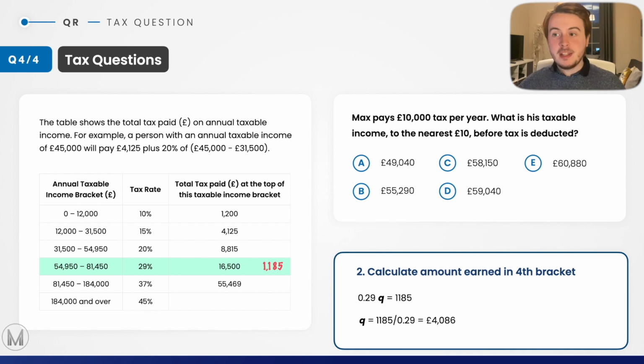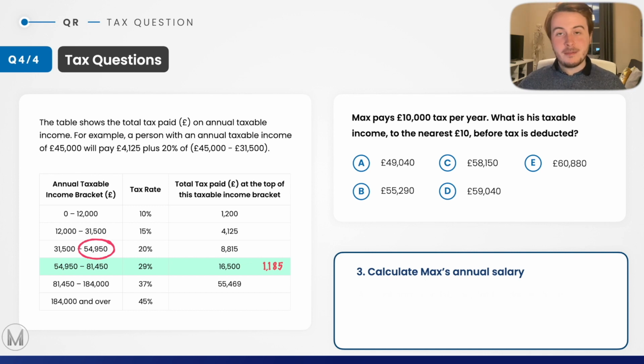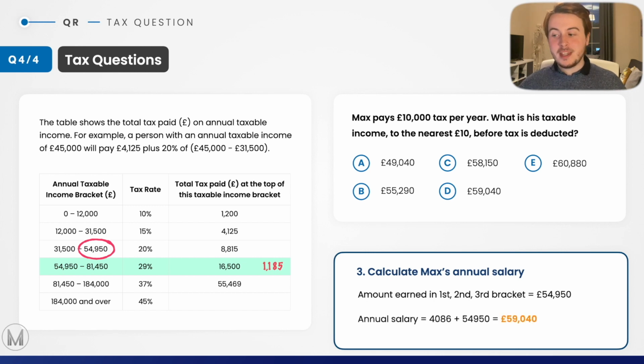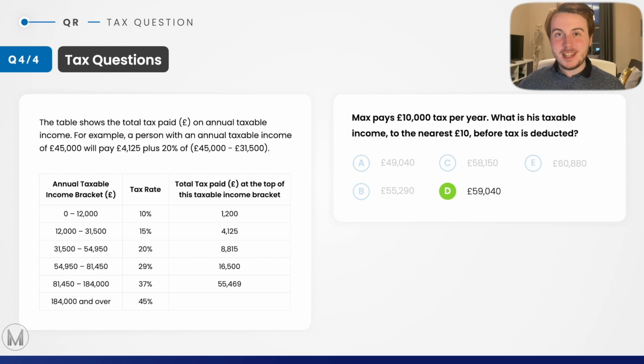But you've got to remember, he earns stuff in the first 3 brackets. He actually must earn the upper limit of the third bracket. So he earns that 54,950 that we've got here. So we're just going to add that on to the amount that he earns in that fourth bracket, which is our 4,086. That's going to give us a grand total of 59,040, which thankfully matches up to one of our answer options here, which is answer option D. Very well done if you managed to get that one. Don't worry if not, tax questions can take a while to grasp.